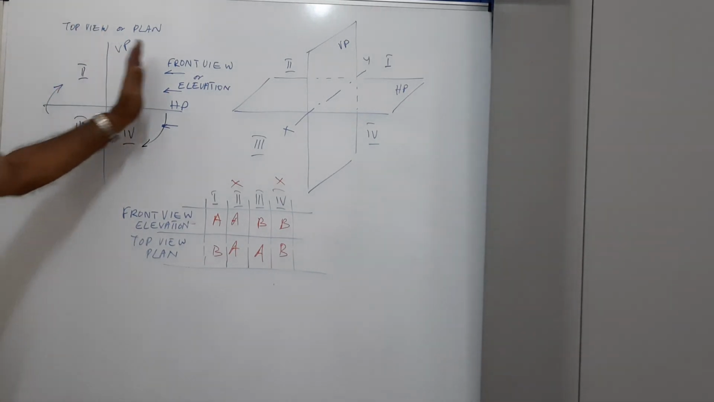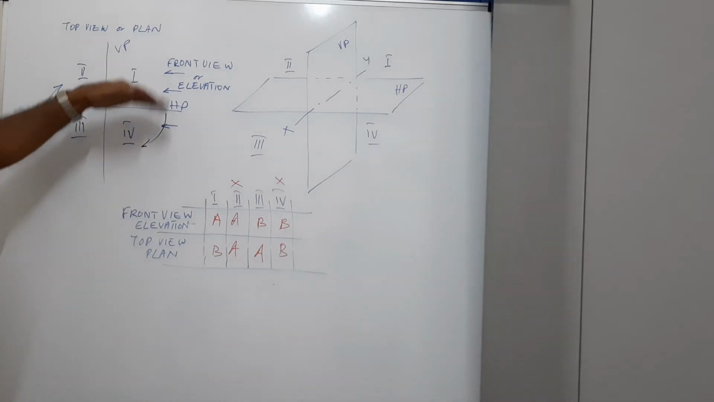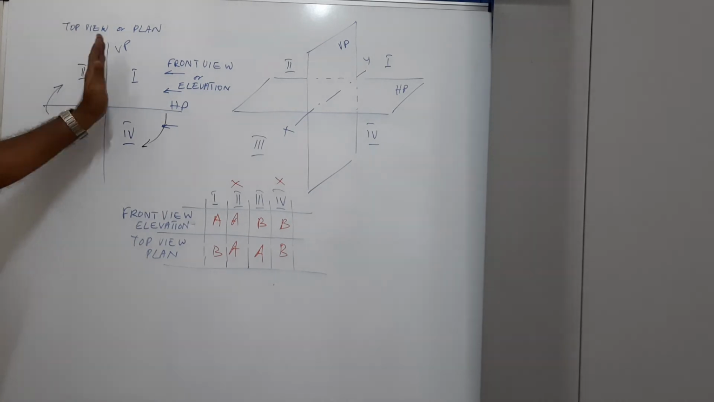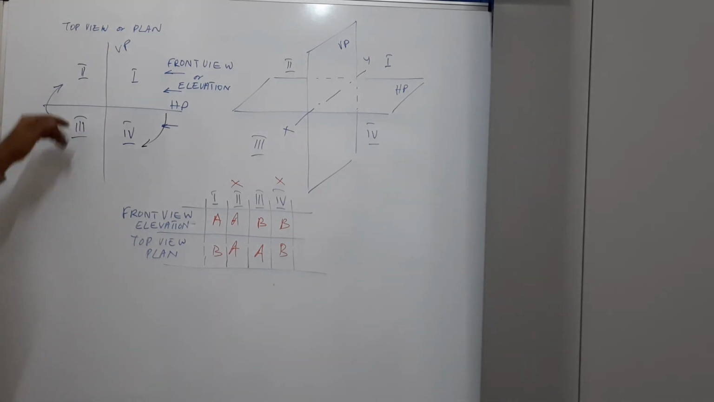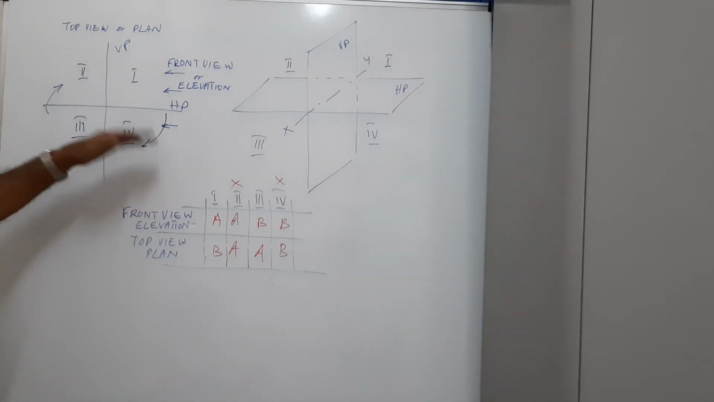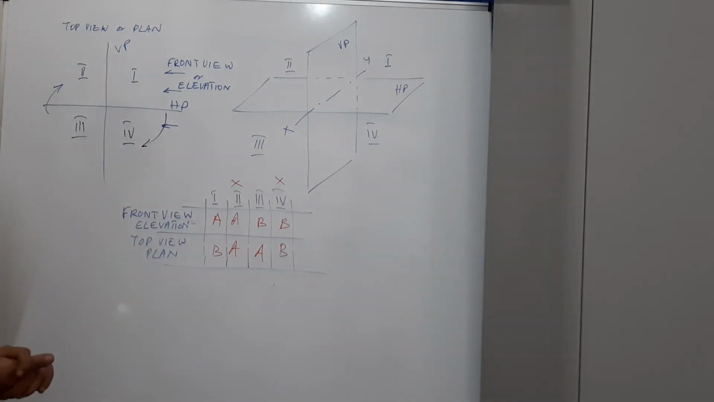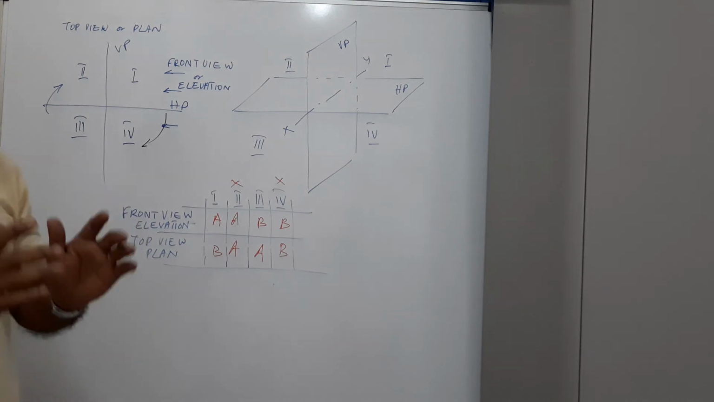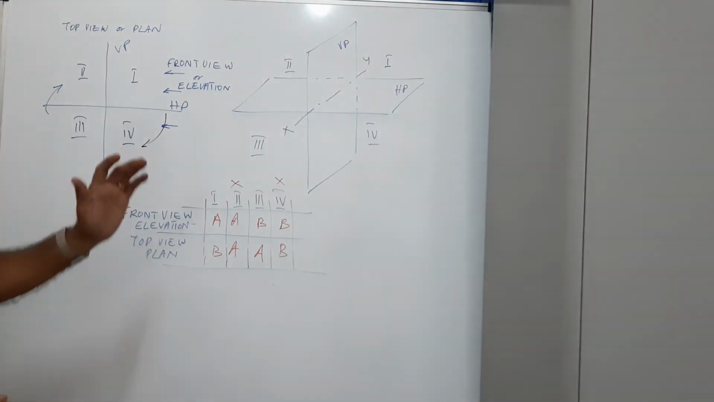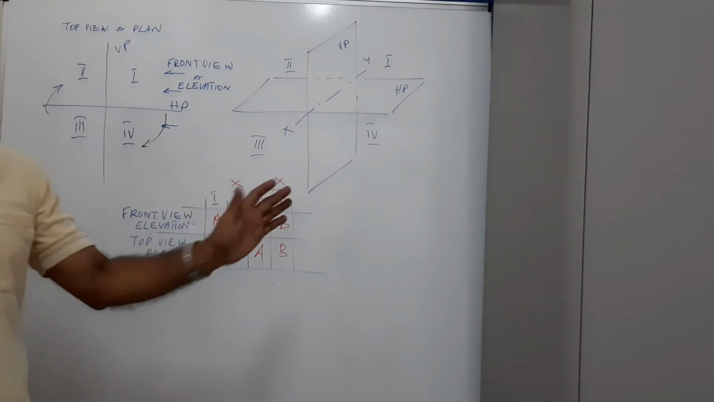Above HP, in front of VP. When an object is in first quadrant, we will say above HP and in front of VP. When an object is in second quadrant, we will say above HP and behind VP. When an object is in third quadrant, below HP, behind VP. When an object is in fourth quadrant, below HP, in front of VP. This is the concept of orthographic projection. It is based on this principle that all engineering drawings are made.